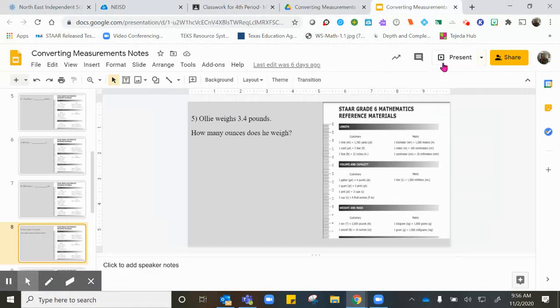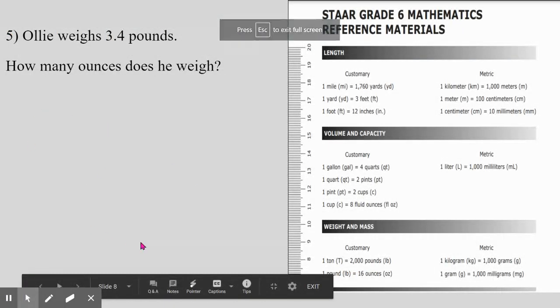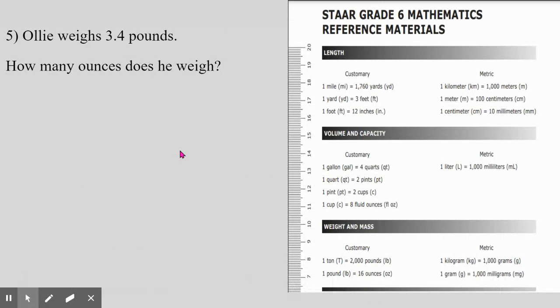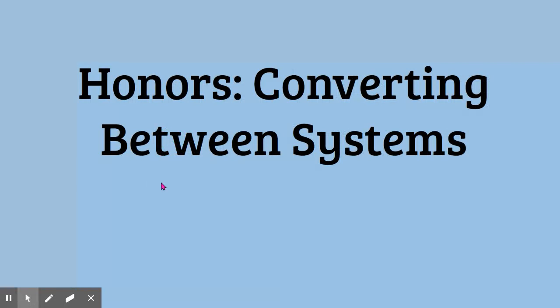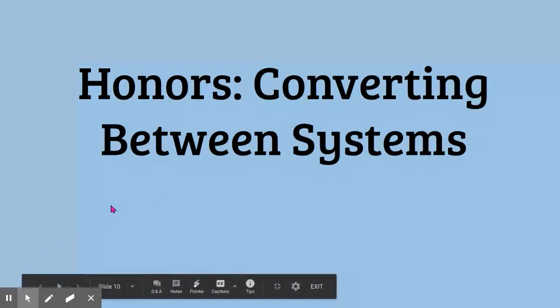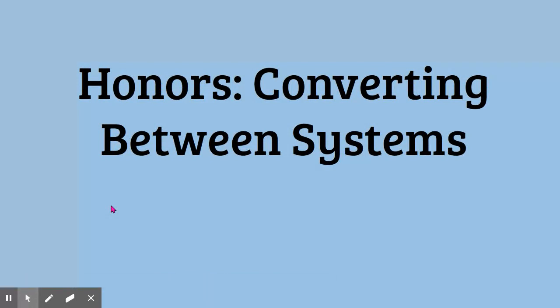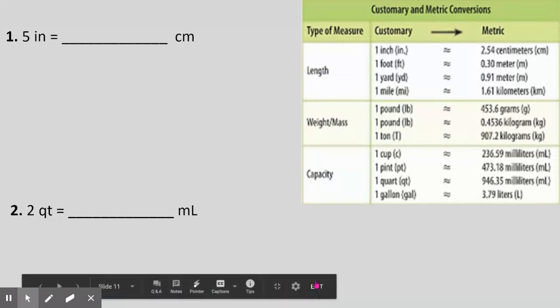Now, if you are a regular 6th grade math class, you can go ahead and end the video. If you're an honors or a GT student, you're going to continue watching this because now we need to talk about a 7th grade topic for you, and that is converting between systems. The 6th grade topic is converting between just customary or converting between just metric system. Now I have the capability of going from customary to metric. And here's how.